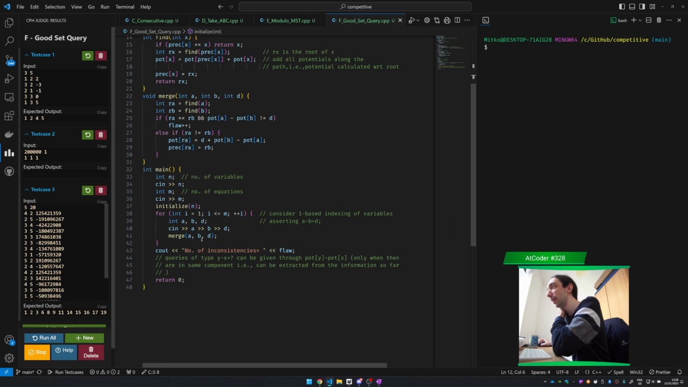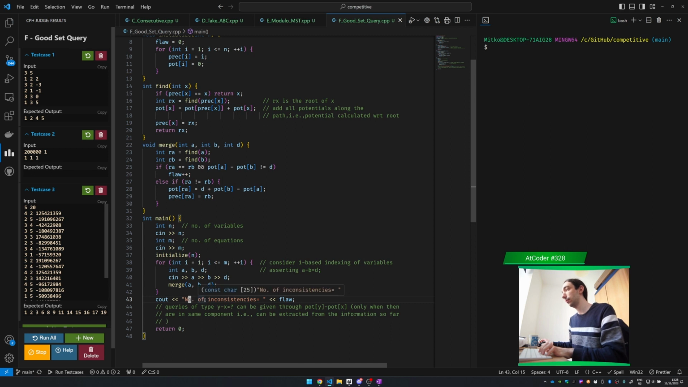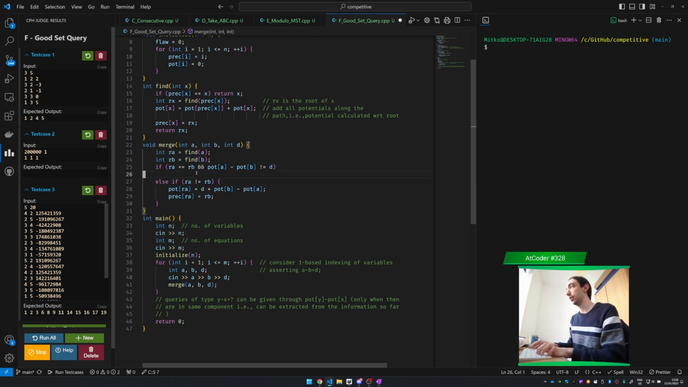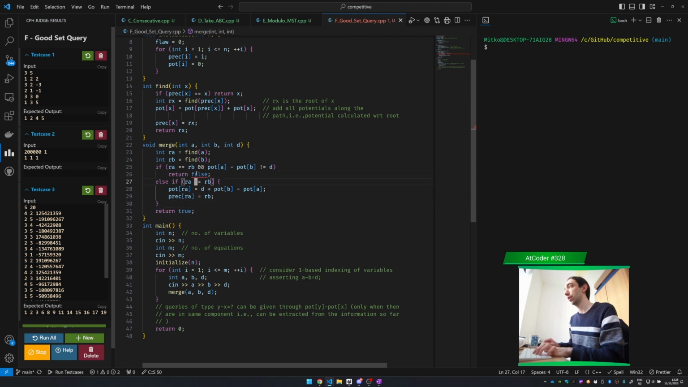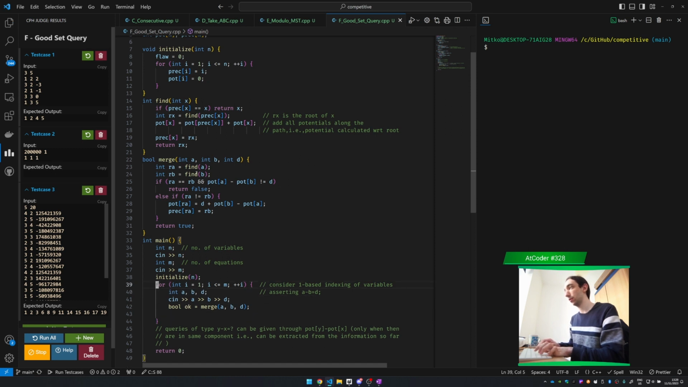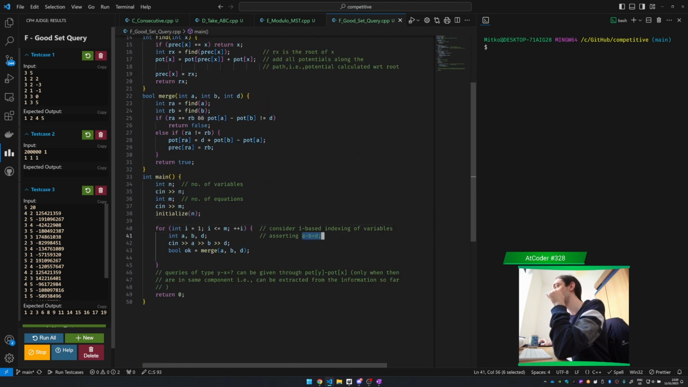Okay, so there's the thing. Here's the merge. The number of inconsistencies. So in the merge, what we do is we find if there is a flaw. Instead of reporting a flaw, we're going to return false. Here, return true. And then if it's okay, I will... But this is A minus B is D.